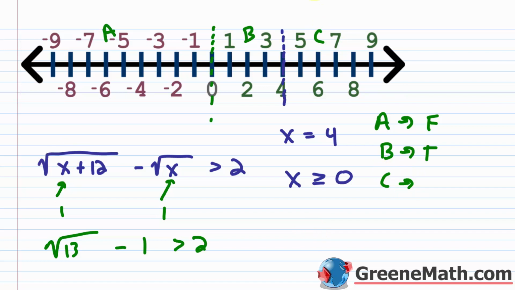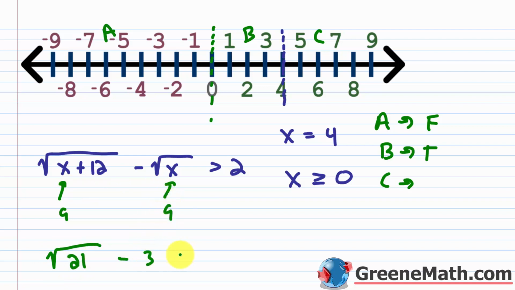So let's test that out. Let's erase this, and I can check a value over here. Let's just choose the value 9. Plug that in there and there. So 9 plus 12 is 21. So you'd have the square root of 21, then minus the square root of 9 is 3. Is that greater than 2? Well, the square root of 21 is about 4.58. Okay, that's an approximation. If I subtracted away 3, I'd have about 1.58. So that's not greater than 2, so this would be false. So we have our solution here.